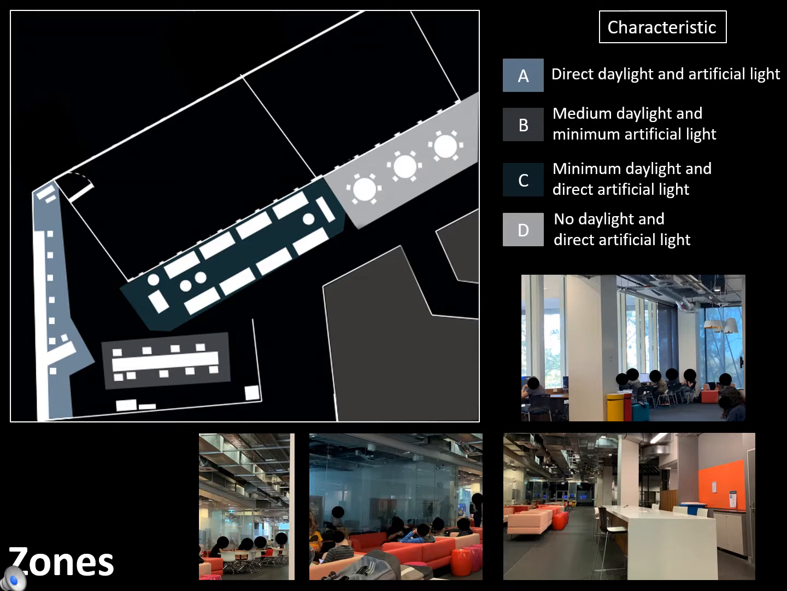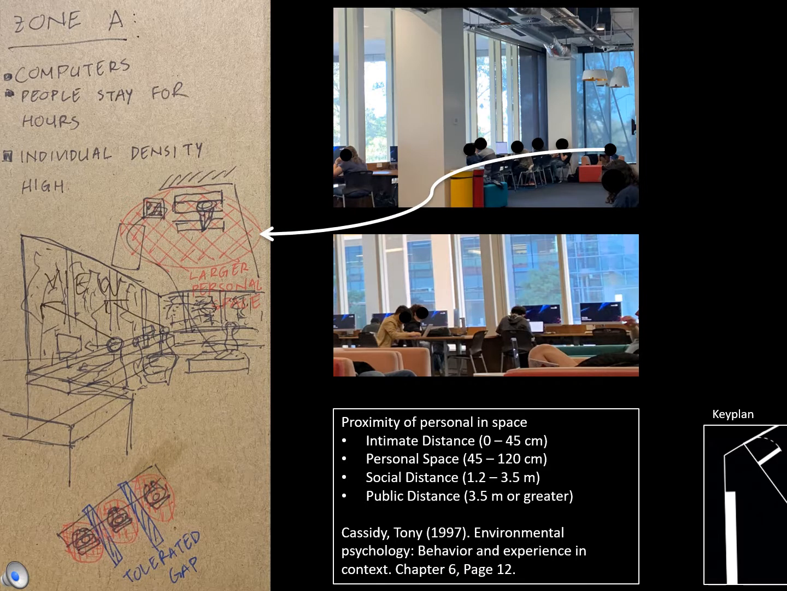The characteristics of each zone are: A, direct daylight and artificial light; B, medium daylight and minimum artificial light; C, minimum daylight and direct artificial light; and D, no daylight and direct artificial light. Specifically talking about zone A, it is filled with individuals. Traces that could be seen clearly are about gaps, and referring back to Tony Cassidy's theory in environmental psychology, behavior and experience in context, chapter 6, about proximity in personal space: in this zone, people tend to tolerate their personal space being invaded. There are also individuals who expand their personal space by putting their feet on the sofa in front of them.